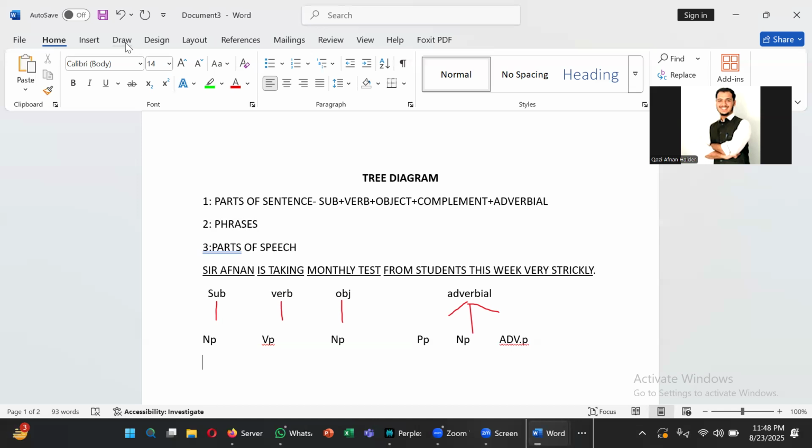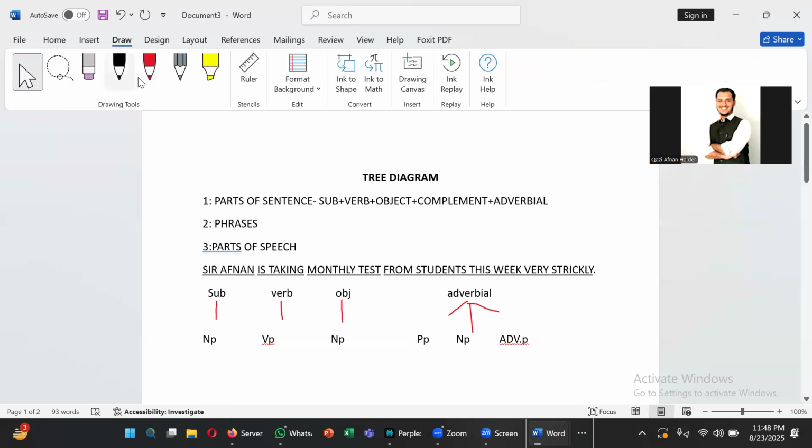the next one is parts of speech. In a noun phrase, there are two parts of speech. Sir and Afnan, same. Is taking, there are two parts of speech. Monthly test, 2 words. From students, 2 words. This week, 2 words. Very strictly, 2 words.